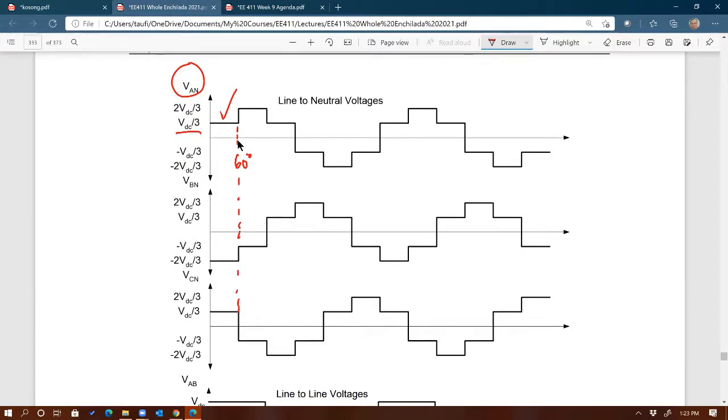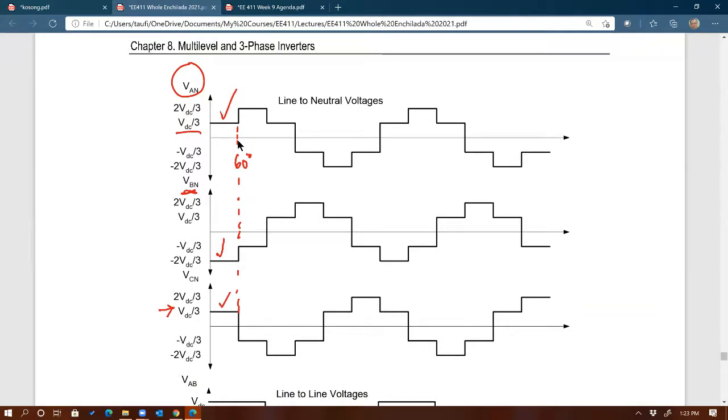And then for VBN, what did I say? Minus 2 of VDC divided by 3, right there. See that? Negative VDC/3 times 2. And then for VCN, it's the same as VAN, so that's 1/3 of VDC, a positive value. So now you understand why I have those voltages for 0 to 60 degrees for VAN, VBN, and VCN. Any question on this?